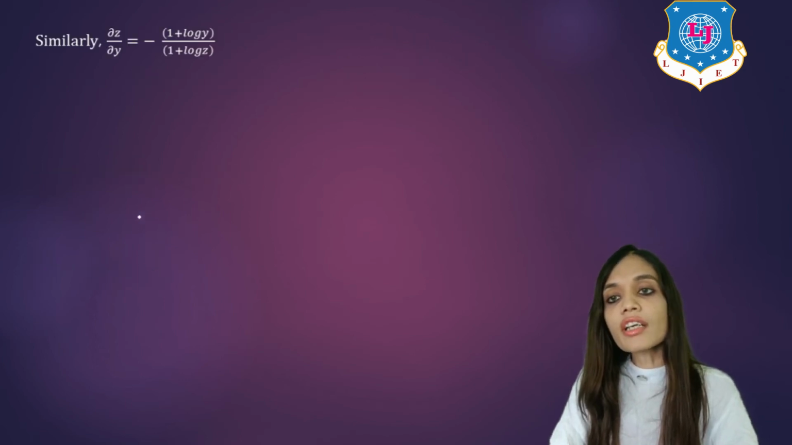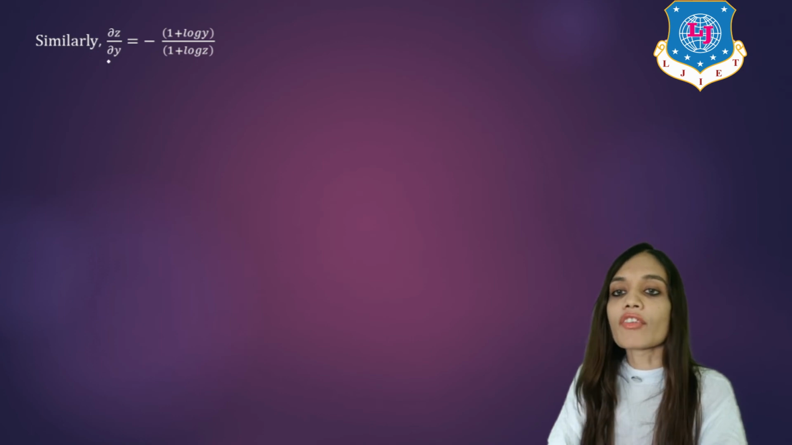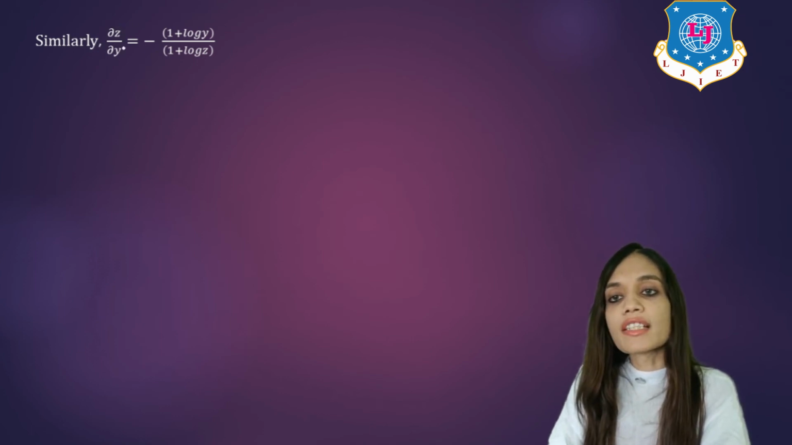Now similarly we will find del z by del y. Just replace x by y. So what will we get? Del z by del y is equal to minus (1 plus log y) upon (1 plus log z).